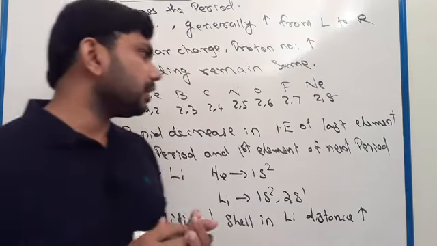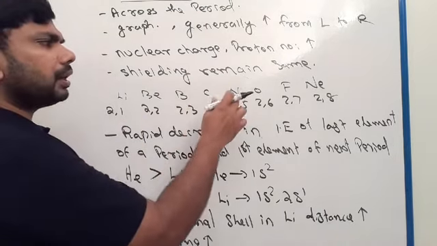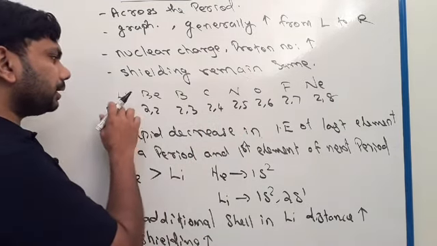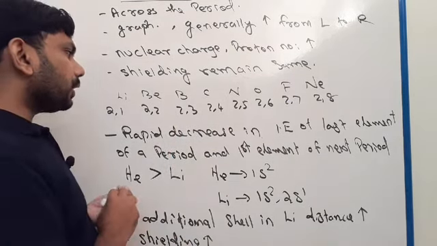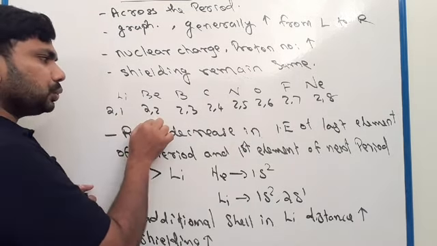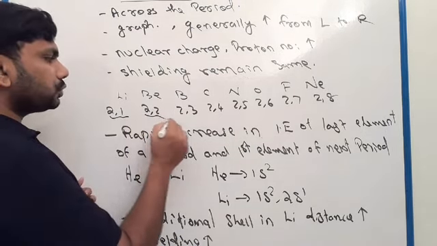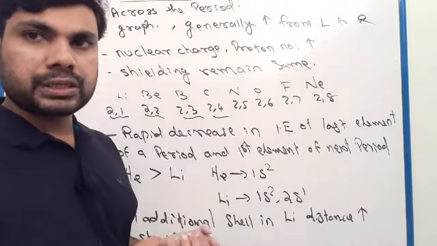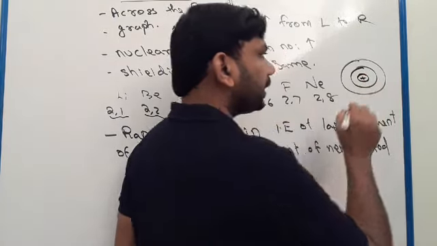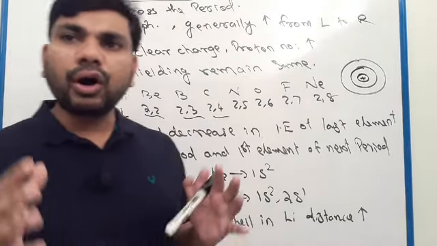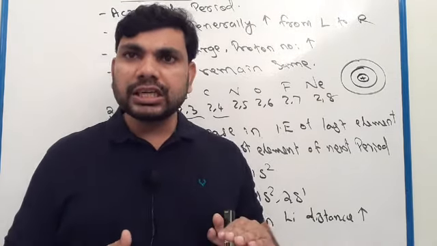There is one more reason here. When you are moving from left to right, look: lithium, beryllium, boron, carbon, nitrogen, oxygen, fluorine, neon, atomic numbers 3, 4, 5, 6, 7, 8, 9, 10. The electronic configuration is 2,1, 2,2, 2,3, etc. You can observe that in all cases there are 2 orbits. The number of orbits does not increase, so you can say shielding remains constant.